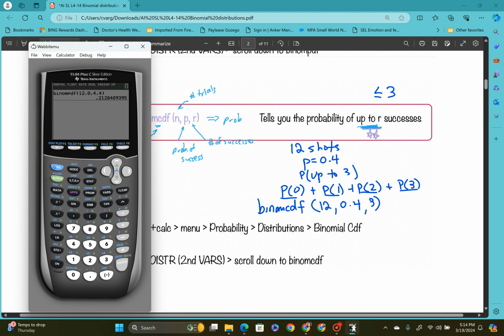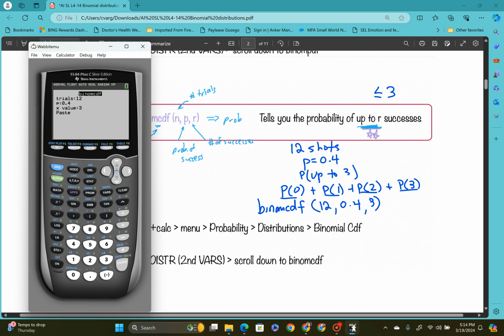So we're going to hit second vars again. Think of vars like Varghese. Option number, now look, binom CDF is letter B. So we have to hit that. And then again, it asks us the number of trials, still 12. Probability of success, he still has a 0.4 chance of hitting the target. And then now we're putting 3.